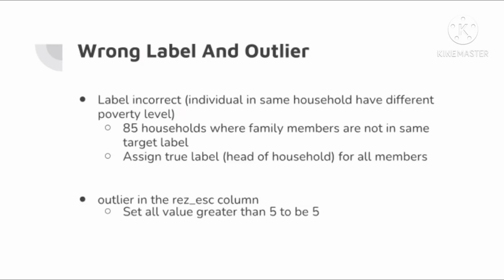Next, we found an outlier in res ESC column. Based on the competition discussions, the maximum value for this variable is 5. Thus, we have set all values greater than 5 to 5.